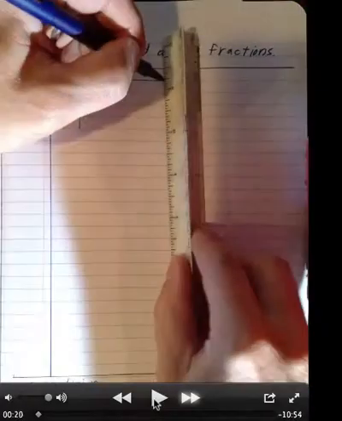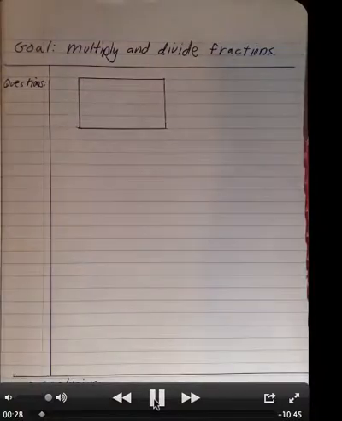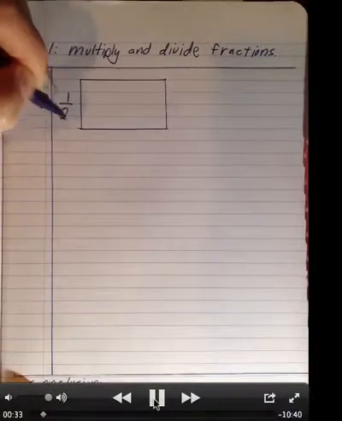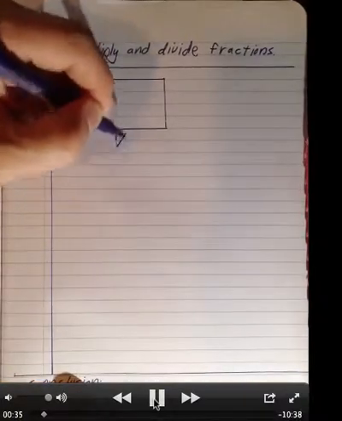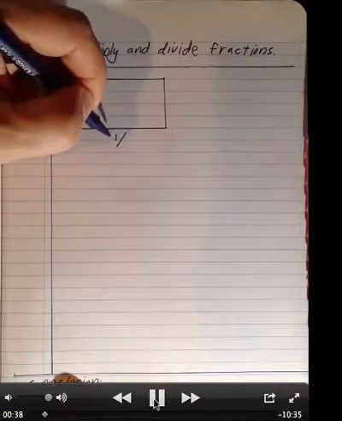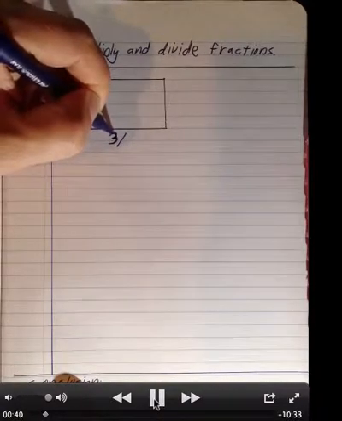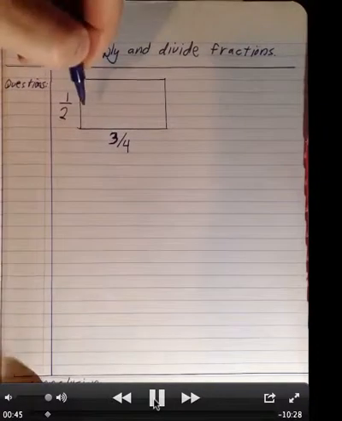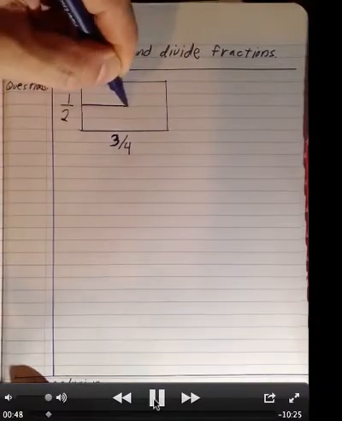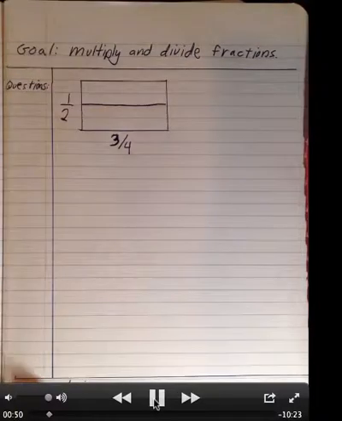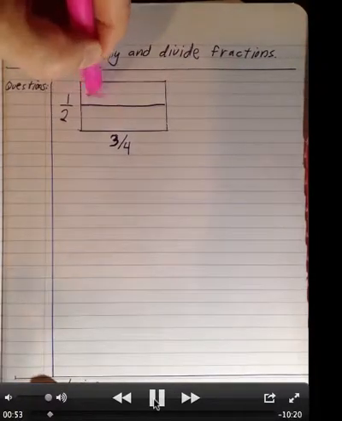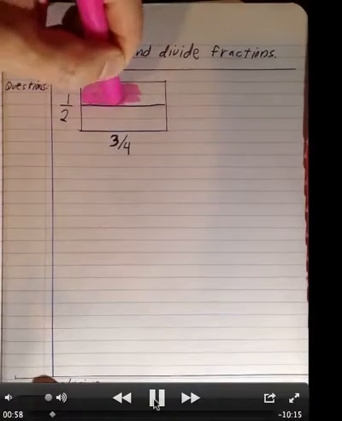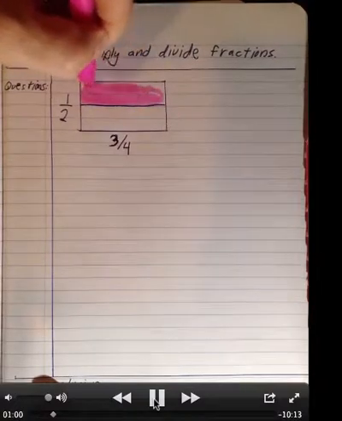We're going to start by drawing a box and dividing it into halves on one side and fourths going the other direction. So I'm going to shade in 1/2 left to right and 3/4 up and down.